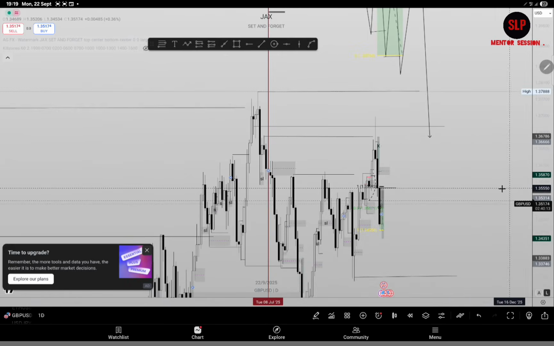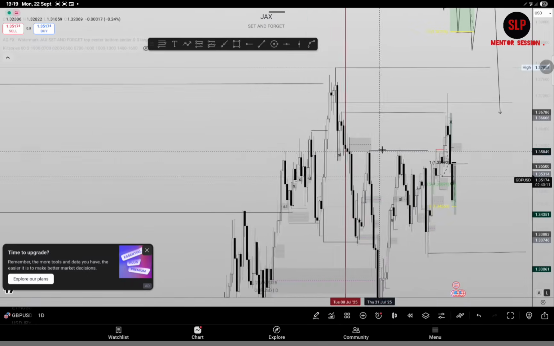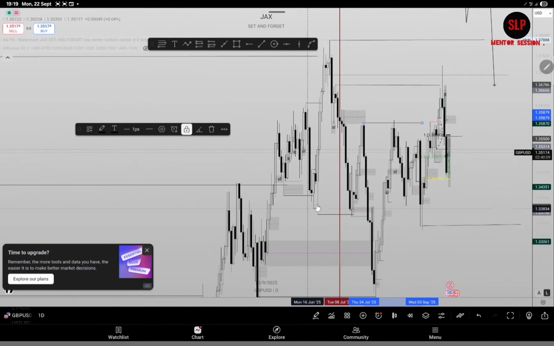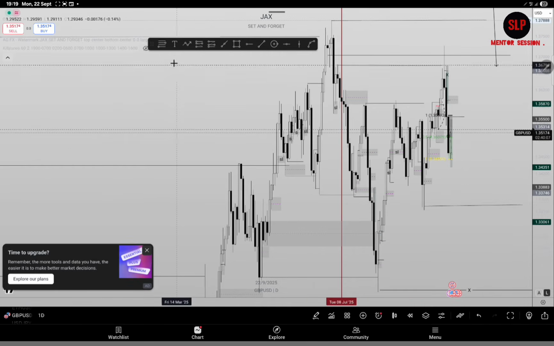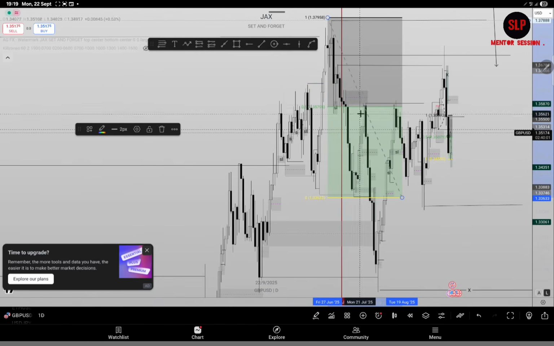Okay, this is GU. If you look closely, we have a QMR setup right here, and this is inducement. This right here is the inducement from here to here, and the inducement mitigated the 50% before breaking structure. This is a complete inducement, and this is actually an internal inducement. Some people might see it as another point of interest before the main point of interest, but it's not.